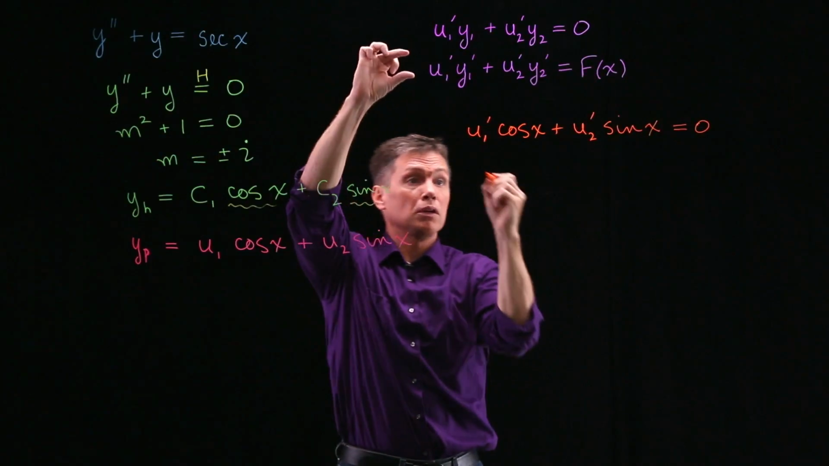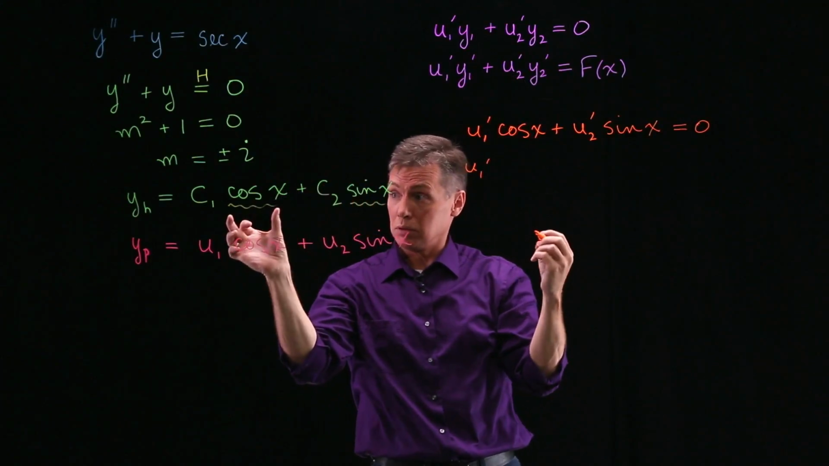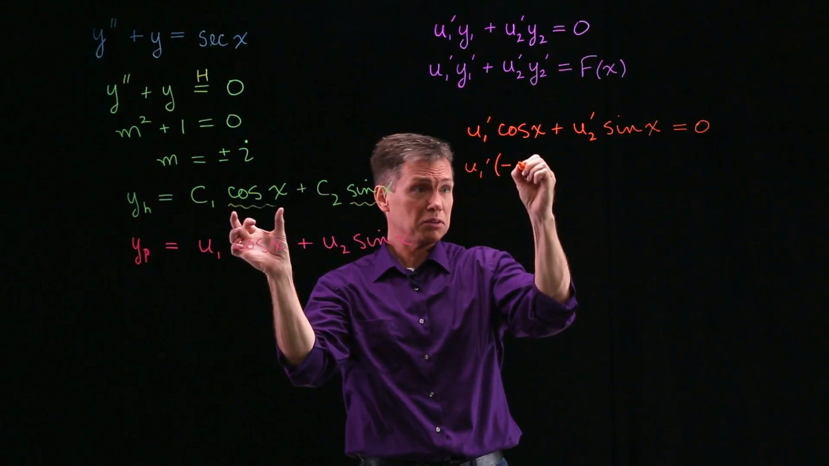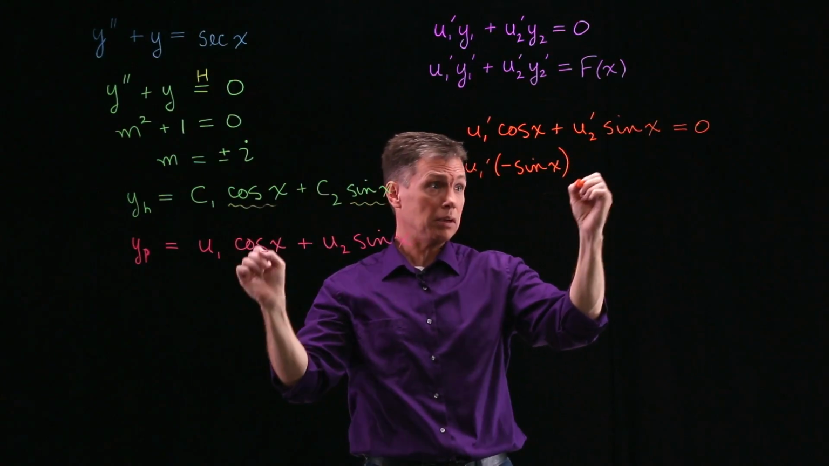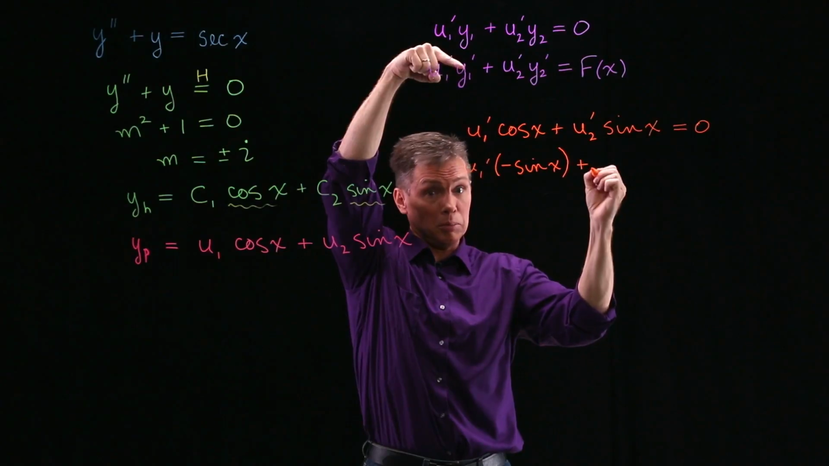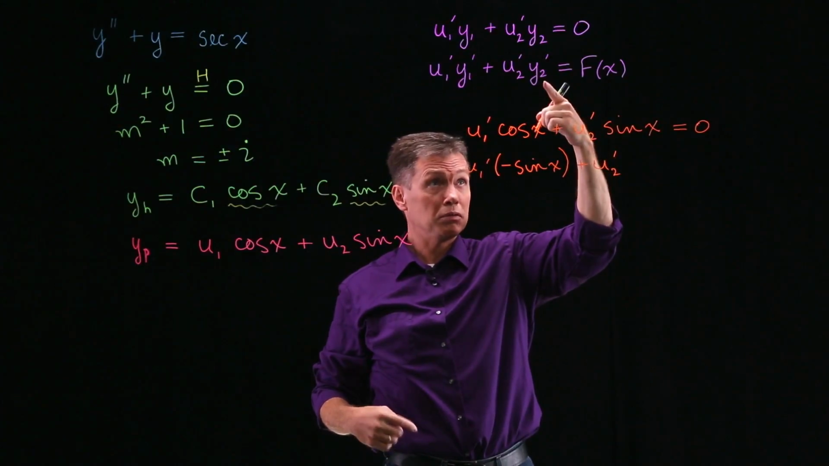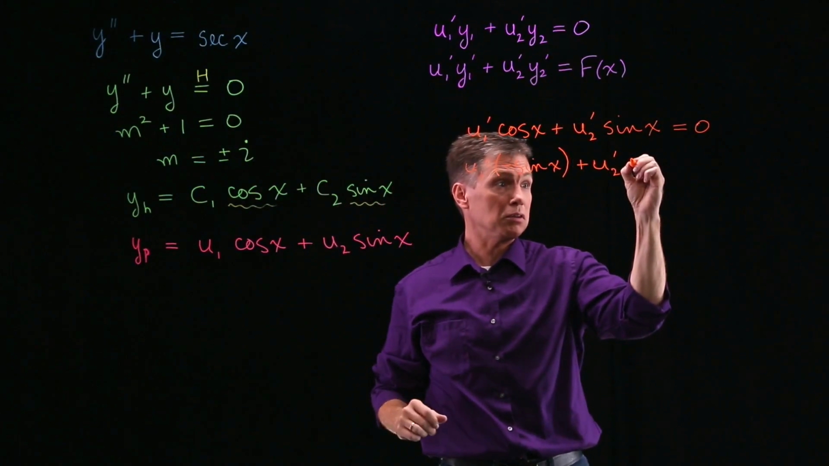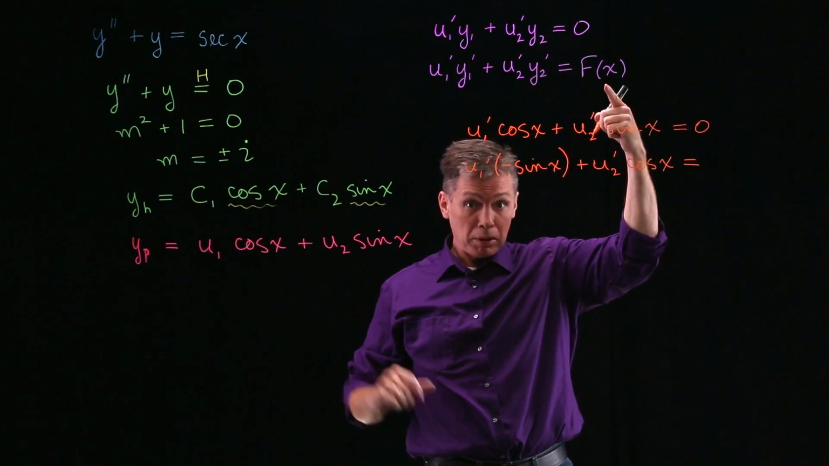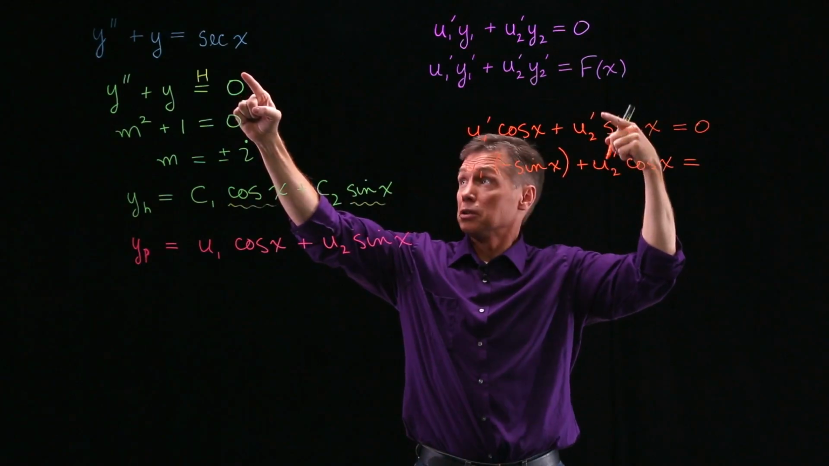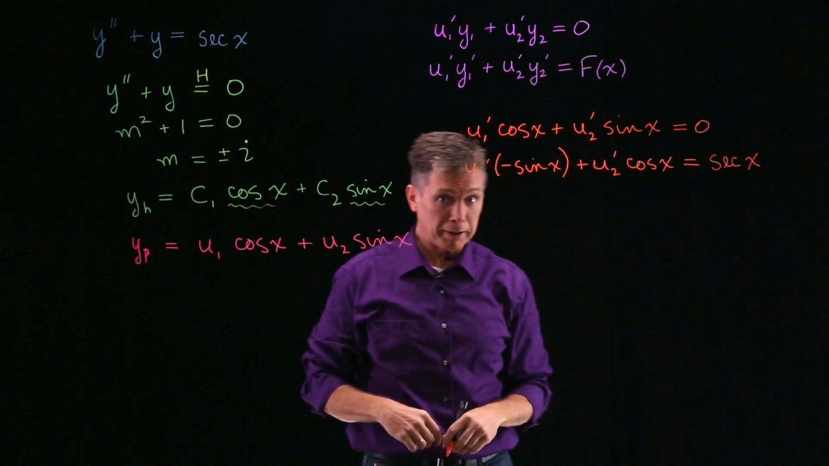In my second equation, u sub 1 prime, and y sub 1 prime is the derivative of this guy here, so I'll use parentheses because of that minus. I don't want to lose it. But the derivative of cosine of x is minus sine of x. Plus, still trying to follow my template, u sub 2 prime times the derivative of my y sub 2, which is sine of x, and the derivative is cosine of x, equals capital F of x, which is the right-hand side of our original differential equation. So secant of x. All right.